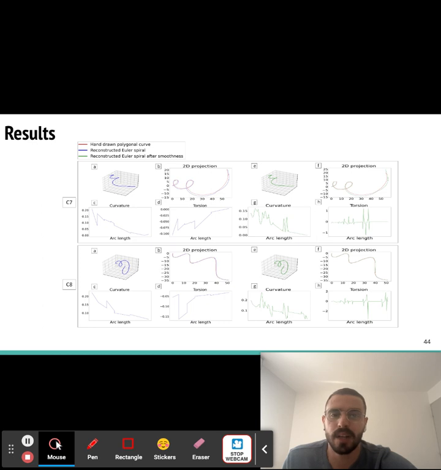quite similar results to the ground truth Euler spiral. Our reconstruction provides a 3D curve with C0 and C1 continuity. Even G2 and G3 continuity can be considered acceptable since they are mainly continuous, except for some peaks, as you can see, in the curvature and torsion occurring mainly at the joining points of the segments.